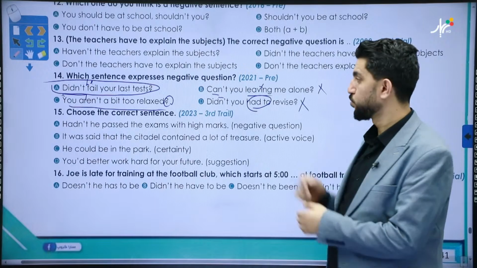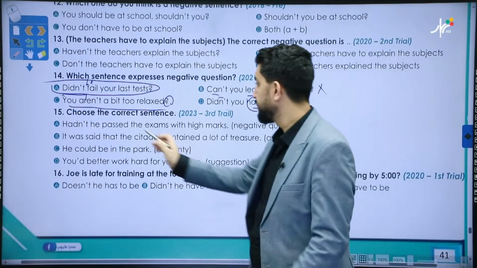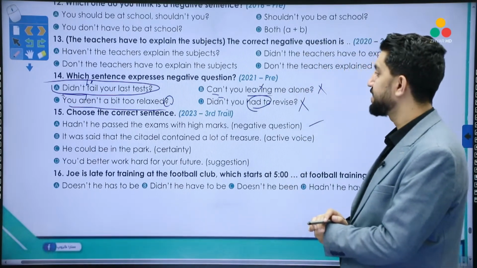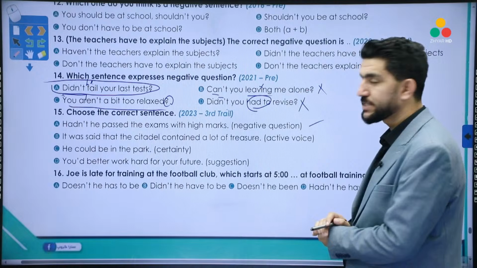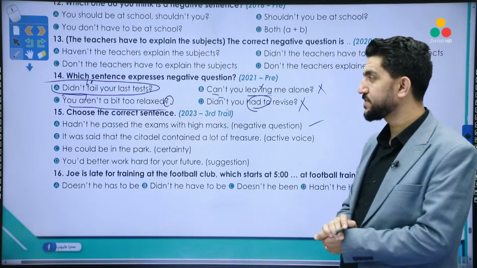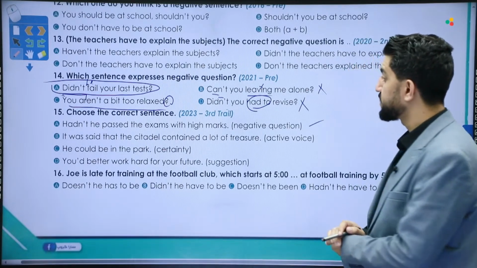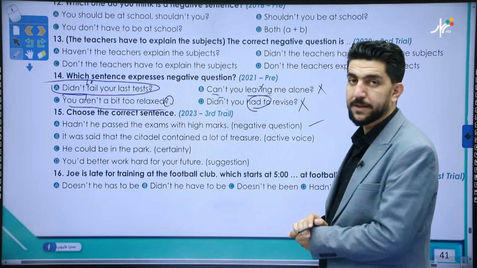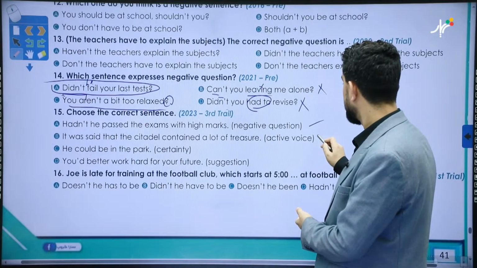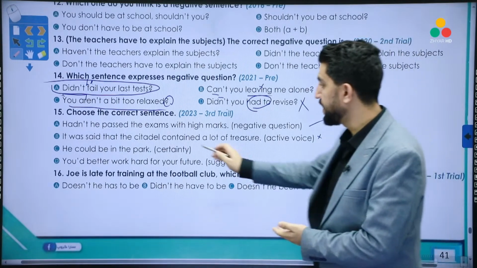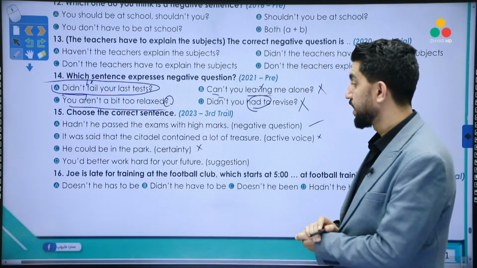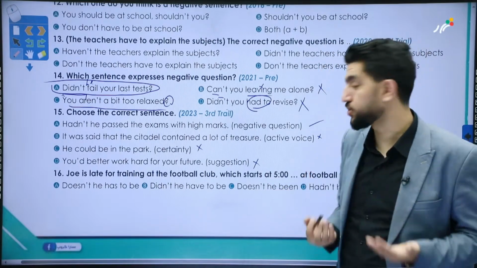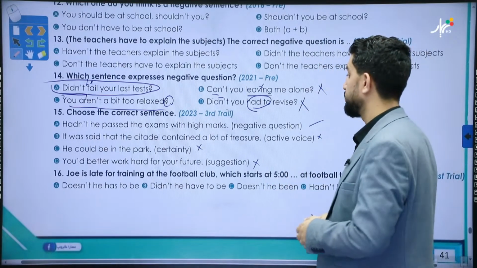Choose the correct sentence. Which one do you think is correct? First of all, this one, it's negative question. It's correct, right? Hadn't he passed the exams with high marks? Is it correct? Hadn't he passed? It's correct. It was said that the citadel contained a lot of treasure. Okay? It was said that. It's not active voice. He could be in the park. It's not certainty. You would better work hard for your future. It's not suggestion. It's instruction. You would better. You had better. We don't use it with suggestion.